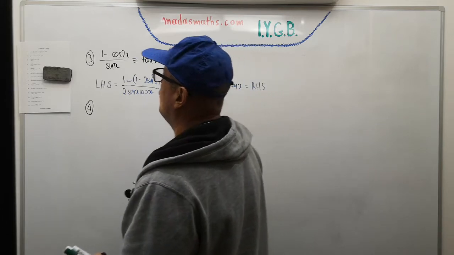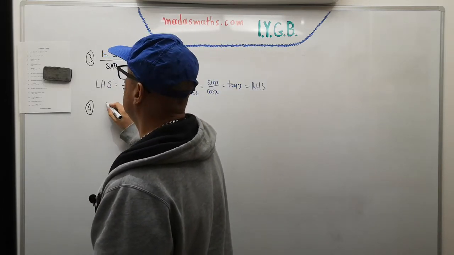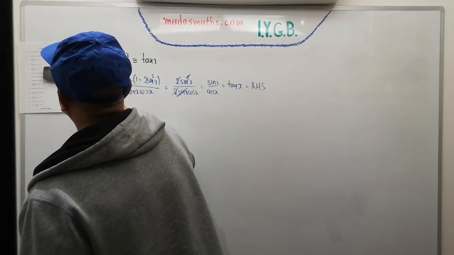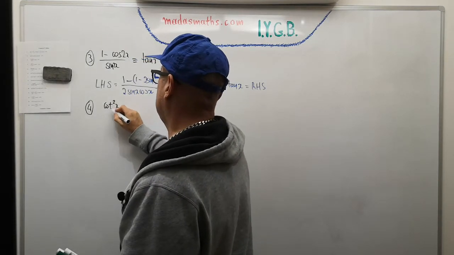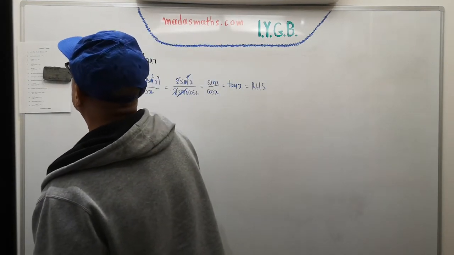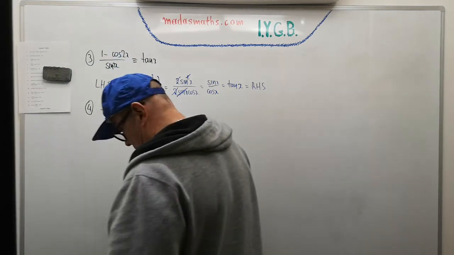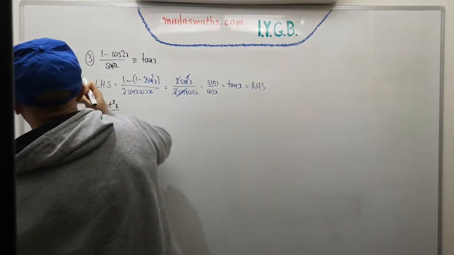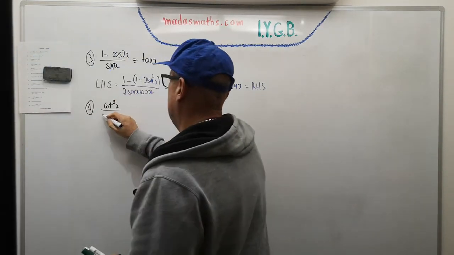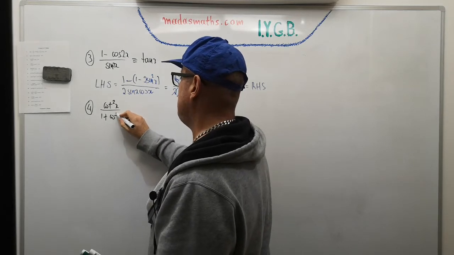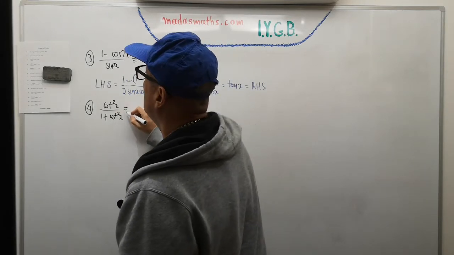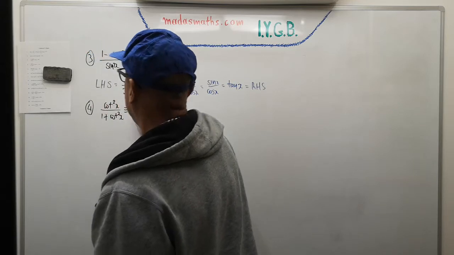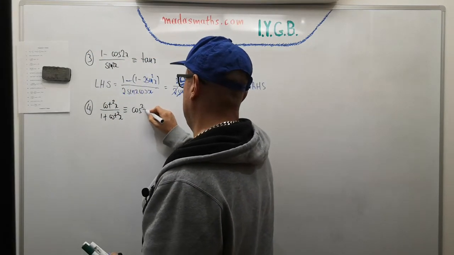So question 4, the identity this time is the cot squared of x over, is it 1 plus cot squared? I cannot see it. It's 1 plus cot squared of x. And what is that identically equal to? I think it says cos squared x.